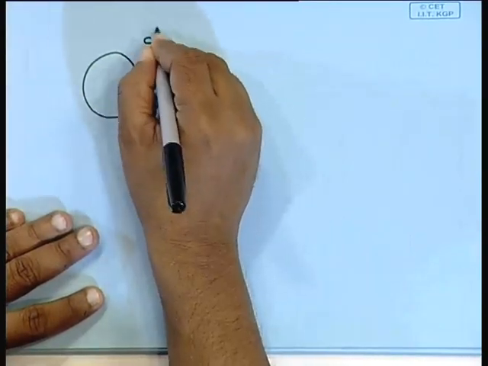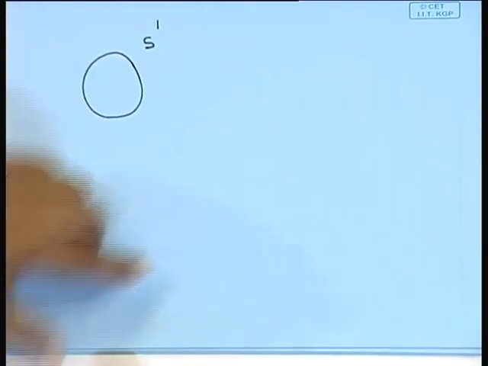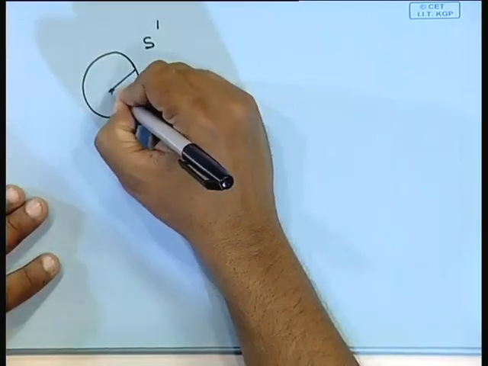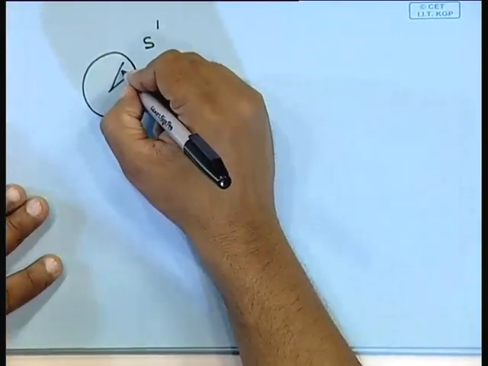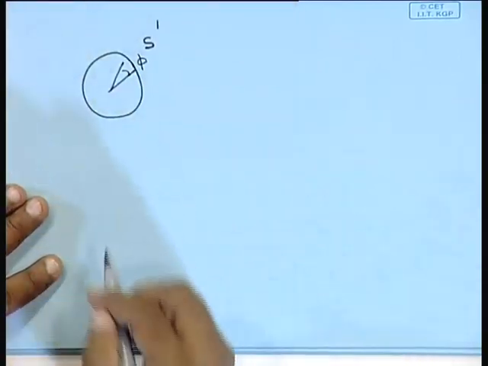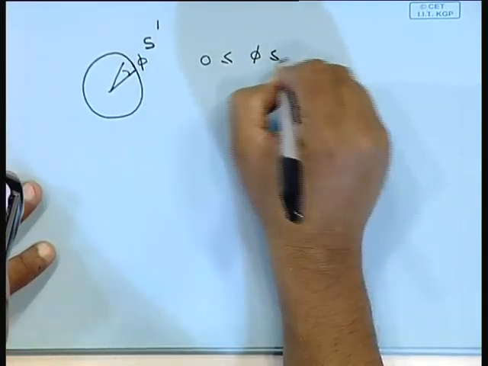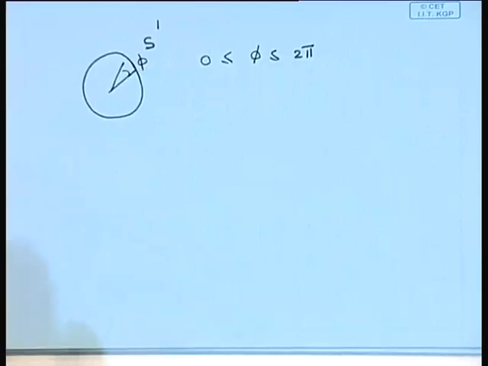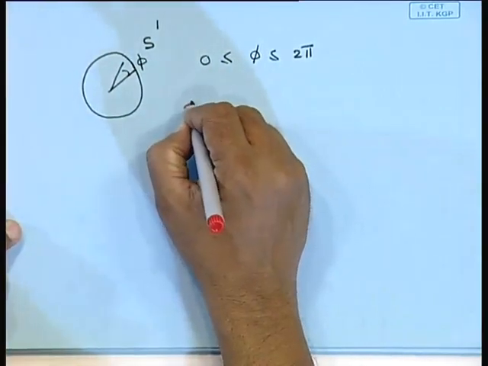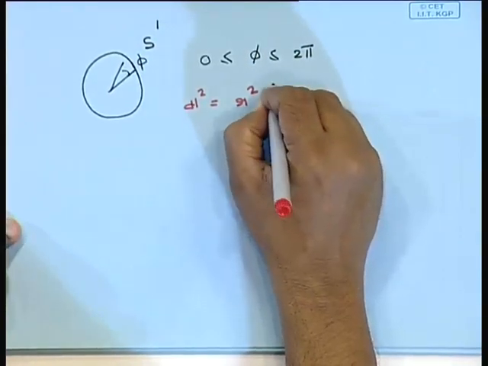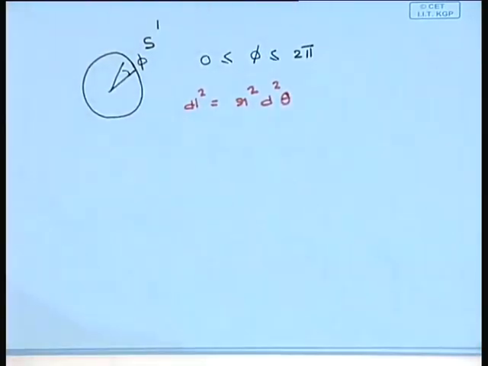A one dimensional space S1, it is called S1, it is a circle. There is only one coordinate that you require to describe it, and we can call that phi. So phi has the range 0 to 2 pi. And the line element on this circle, dl square, is r square, the radius of the circle, into d square phi.